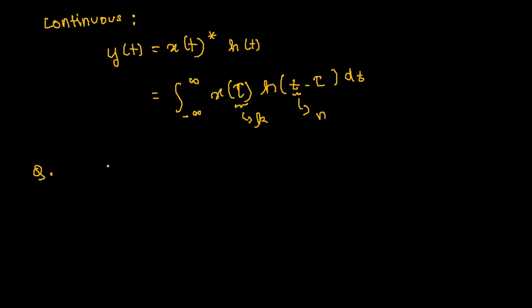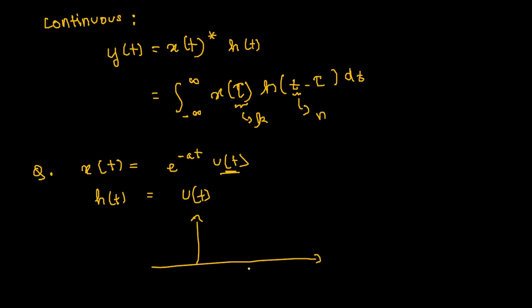I'm saying. So the question is, x of t is equal to e to the power minus at into u of t, and h of t is equal to u of t. Alright, so what this u of t multiplying e to the power minus at into u of t does is it tells us that we are only going to be looking at the positive side of the graph. Anything on the left side of the y-axis will be ignored.